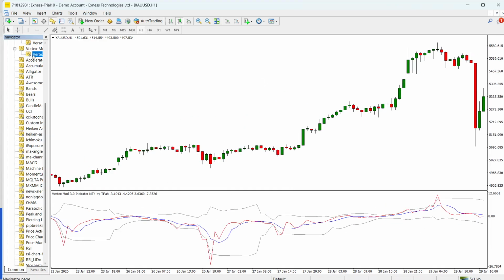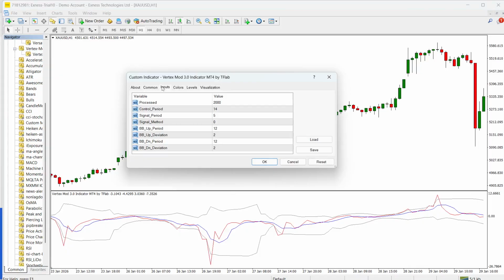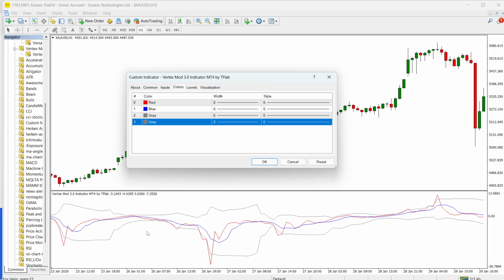As for the indicator settings, let's see what we have in the inputs. Alright, so the Vertex Mod refines traditional Vertex calculations by smoothing its readings and reducing noise, making its momentum swings easier to interpret. So basically we have controllable parameters: the control period, signal method, BB period, BB deviation, and the rest of that. They're all here. You can also customize the colors of all the lines in the separate sub window, so it stands out clearly on your underlying MT4 chart.